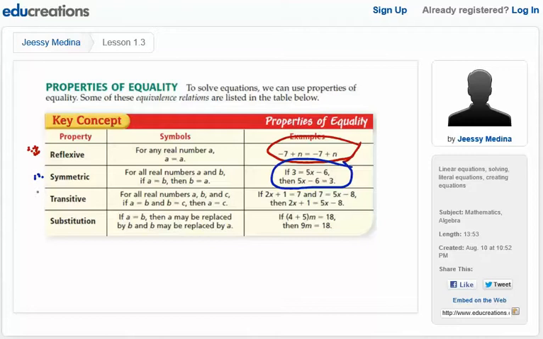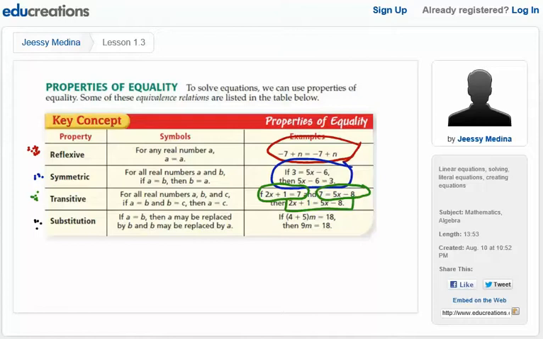Transitive. The transitive property says it's a relationship between 3 things. If a is equal to b and b is equal to c, then that means that first a was equal to the last c. So you can literally set things equal to each other. For example, if 2x plus 1 is equal to 7, and 5x minus 8 is equal to 7, that means that 2x plus 1 is equal to 5x minus 8. And this is the foundation of being able to solve for two things that intersect, that are equal to each other at a particular point. And then we also have substitution.